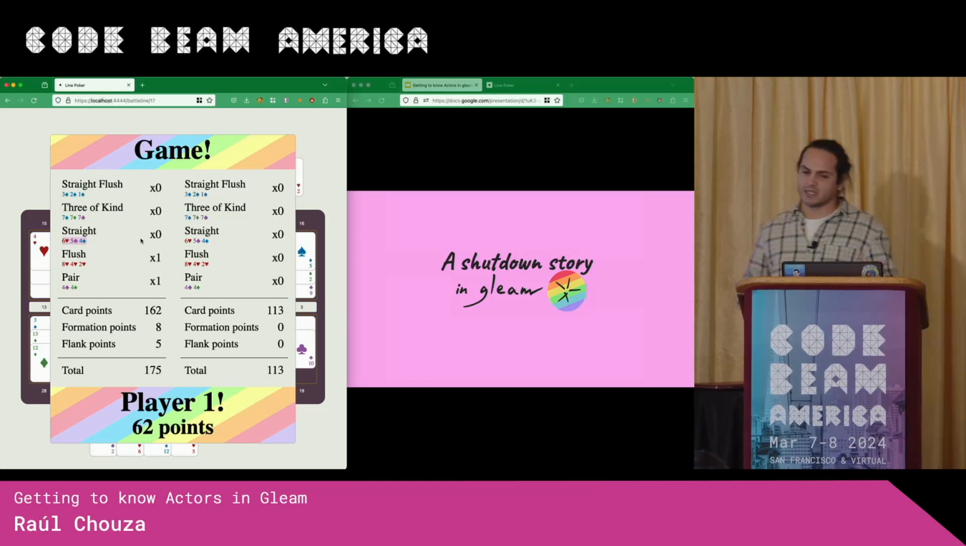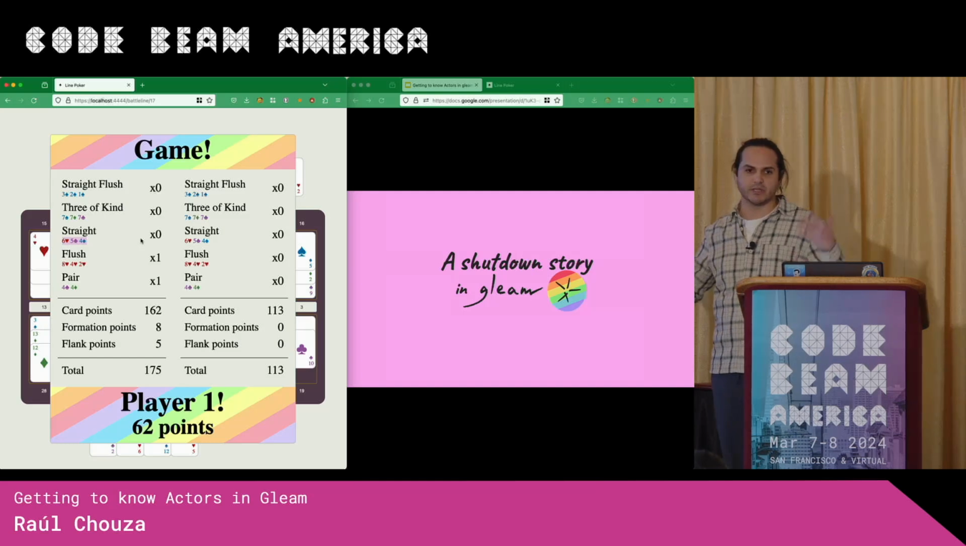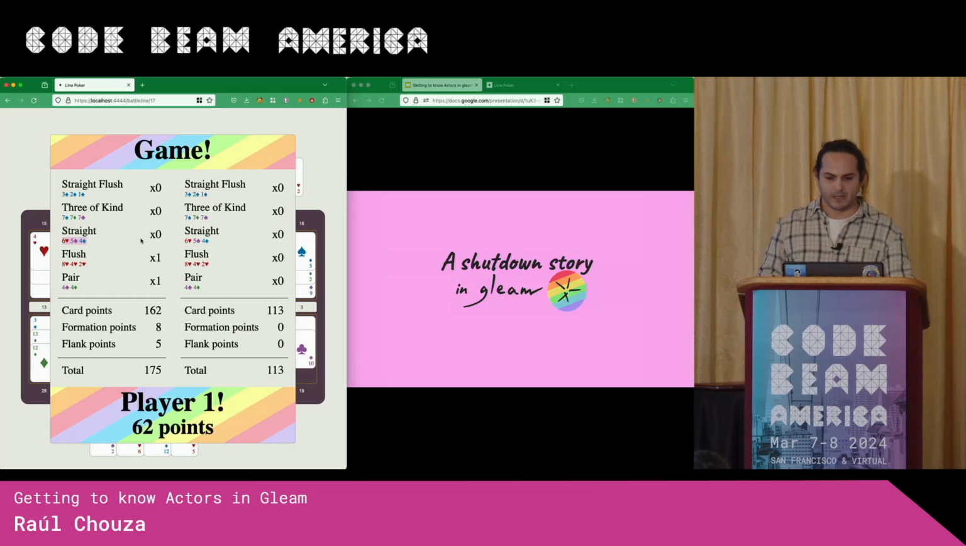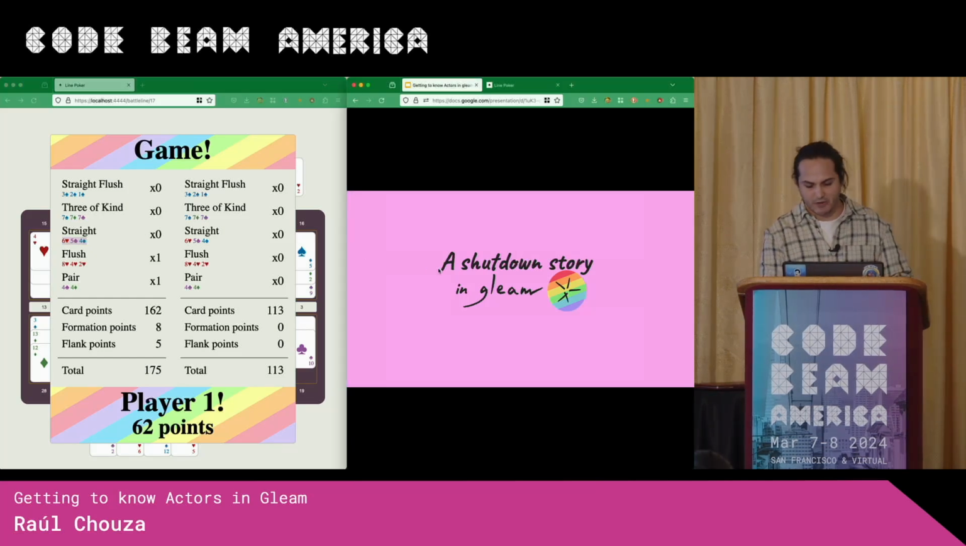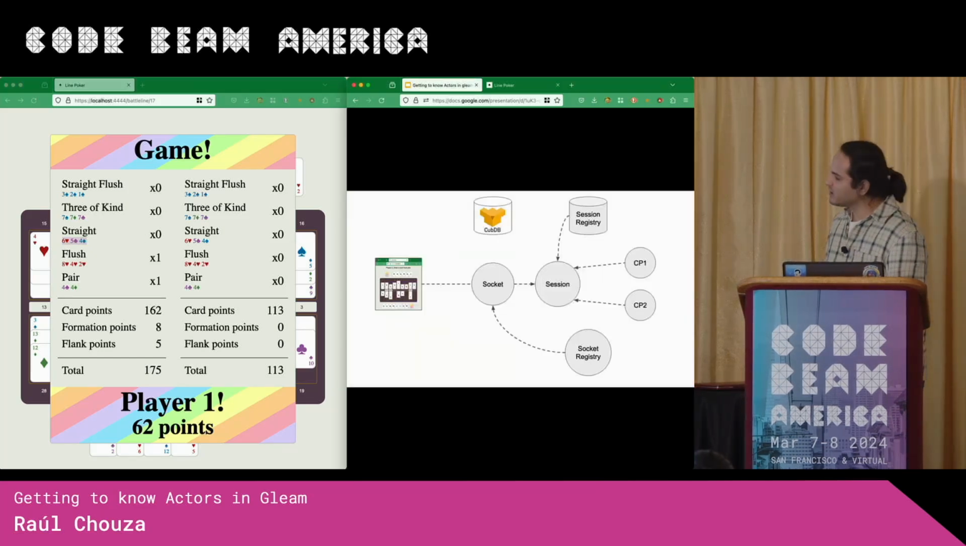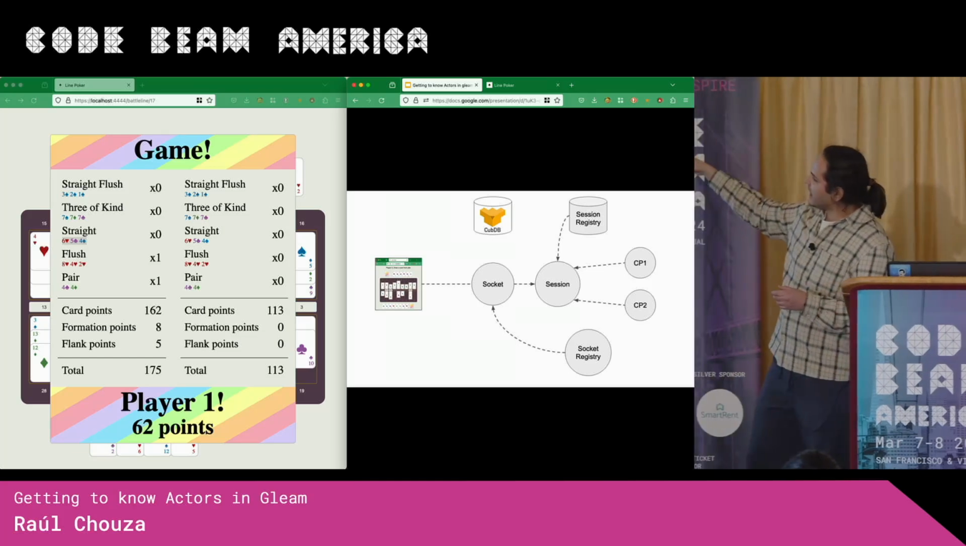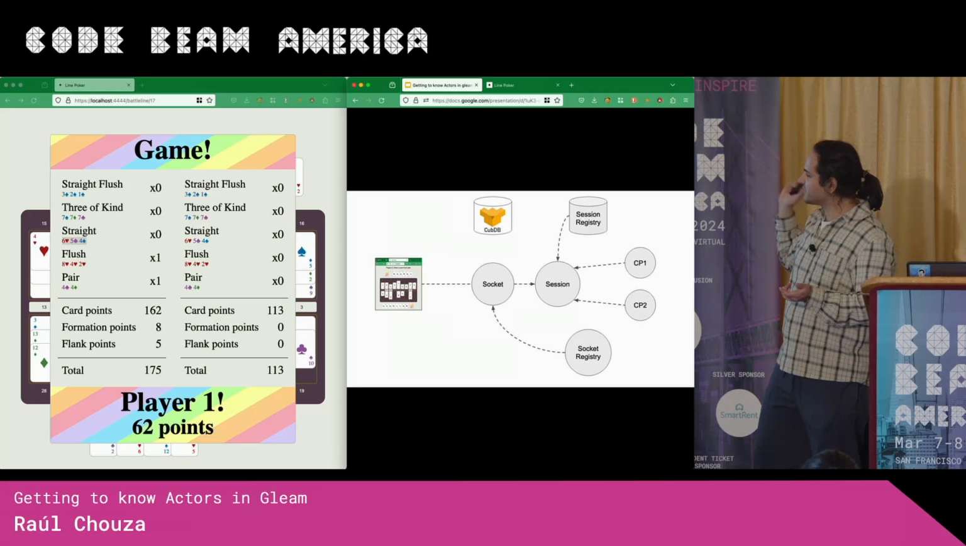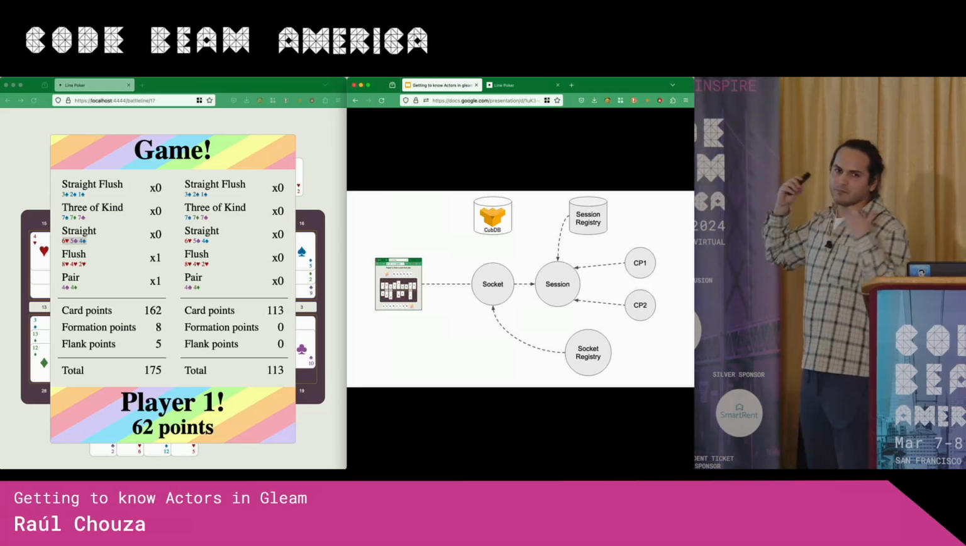What's happening here is that this is actually just static rendered content. When I detect that a session is over, I just render a static page. There's no need for interaction. So the shutdown story, how this works, is that basically we have the session, and almost every process, the socket, the computer players, and the registries are monitoring the session.